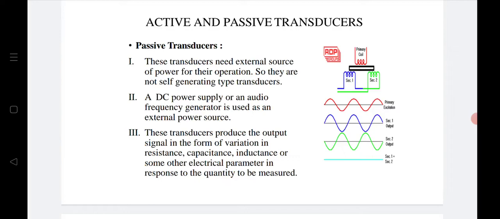So what will these passive transducers produce? The output signal will be in the form of a variation in resistance, capacitance, inductance, or some other electrical parameters. Whatever physical quantity it measures, the result is obtained in terms of variations in those electrical parameters.